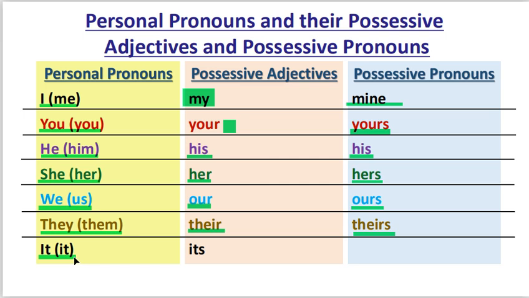It is also the object form. For the possessive adjective, it is its. Take note, in this case, there is no apostrophe. Its. And for the possessive pronoun, there is none for that. With this explanation, let's quickly move to some related JAMB past questions.